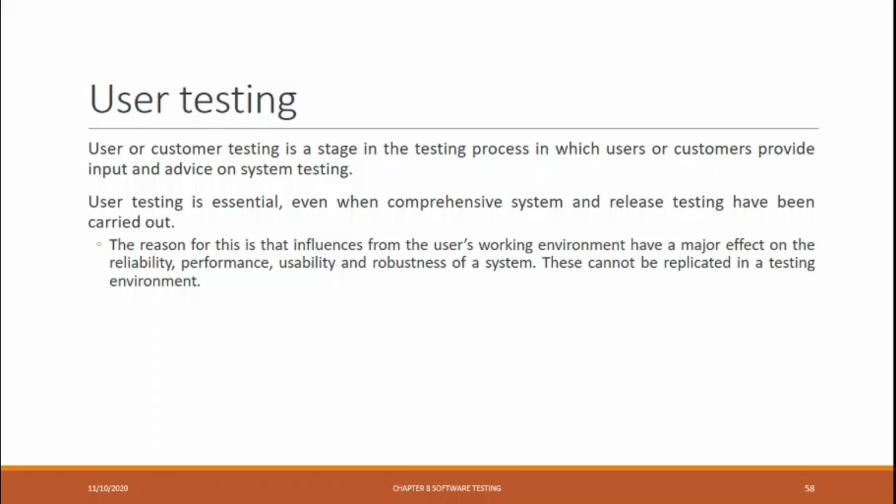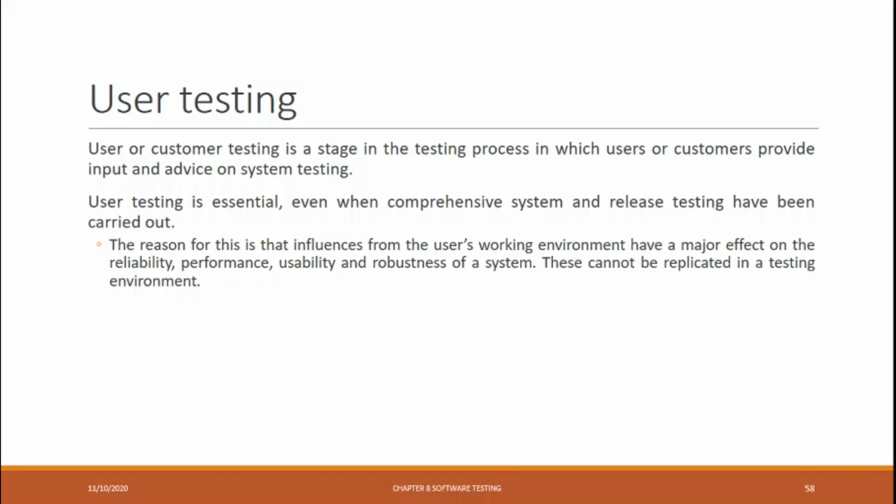What are the stages involved in testing the product in front of the user? User or customer testing is a stage in the testing process in which users or customers provide input and advice on system testing. User testing is essential even when comprehensive system and release testing have been carried out. The reason is that influences from the user's working environment have a major effect on the reliability, performance, usability and robustness of the system. These cannot be replicated in a testing environment.